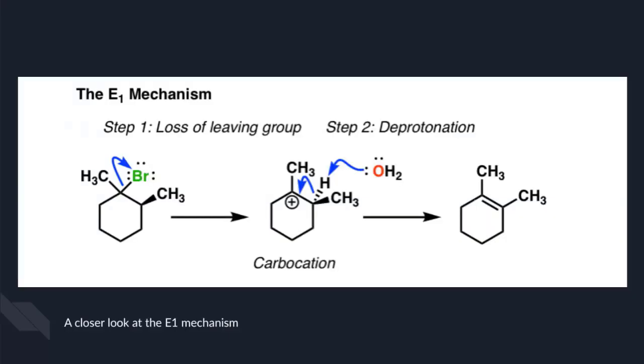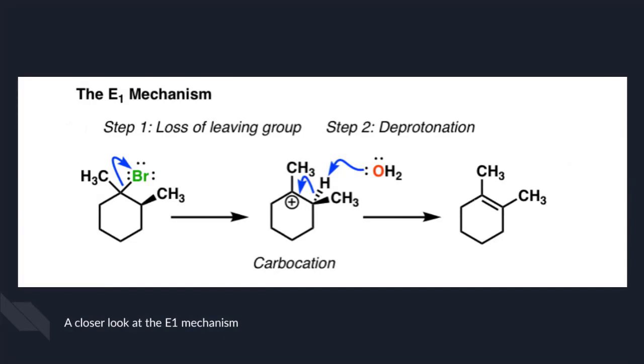So taking a look at our E1 mechanism, we see the two steps that I mentioned where you lose the leaving group and then the deprotonation step. What we're seeing here is our bromine is taking our electrons so that we have a carbocation where it used to be. And now, because our OH2 is a base in this situation, it is going to want to rearrange so that we can have a more substituted carbocation.